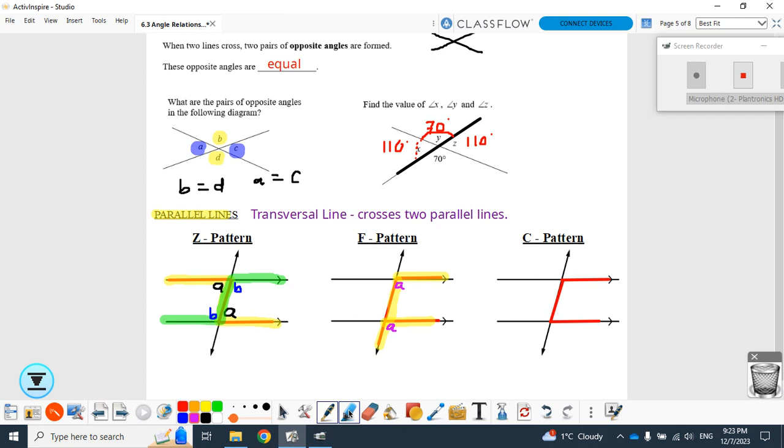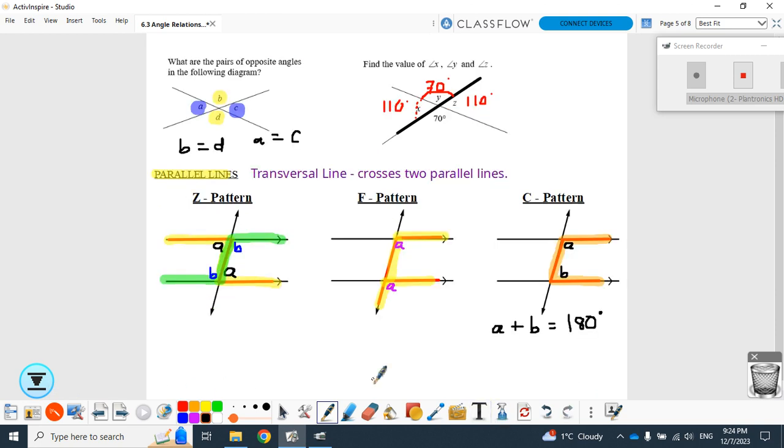Lastly, the C pattern. It doesn't come up a whole lot, if I'm being honest, but it does exist. It looks like a C, just like this. And the C pattern's kind of special because instead of showing angles that are equal to one another, it says something like this. If this angle up here is A, and this angle down here is B, the C pattern says that A plus B equals 180 degrees. That's what they say.